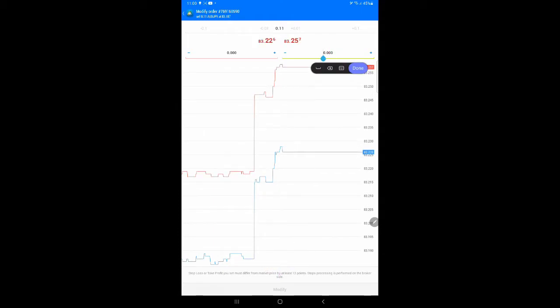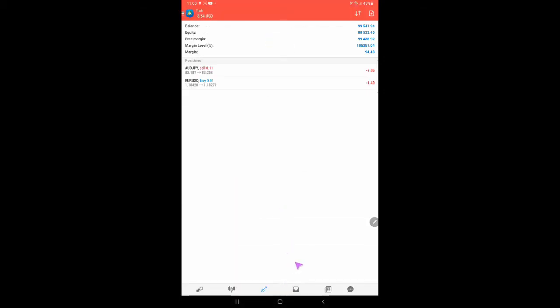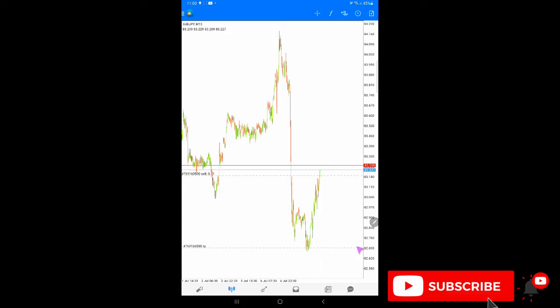So I'll type 82.69. I'll click modify. So now you see this is my take profit point. You see TP, take profit. That's how to use MT4, right?